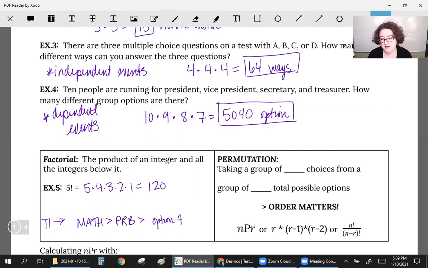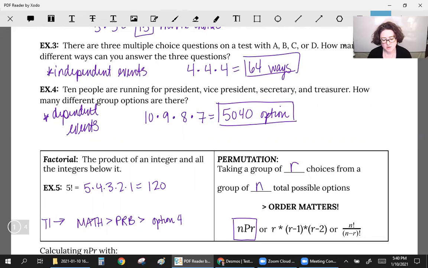And so permutation, we're going to take a group of R choices from a group of N total options, and we call this nPr, just like the radio station. So nPr or n permutation r means total possibilities n, numbers that we're going to choose r.